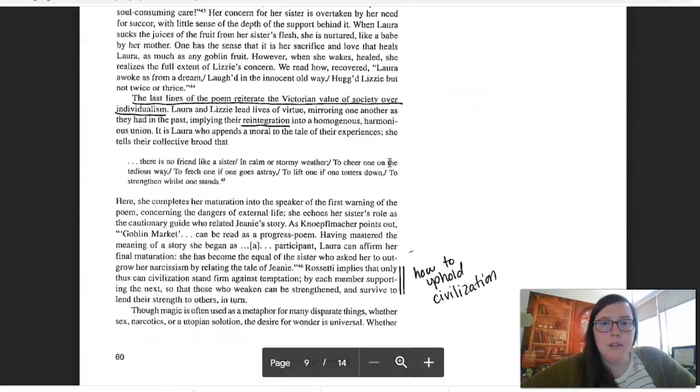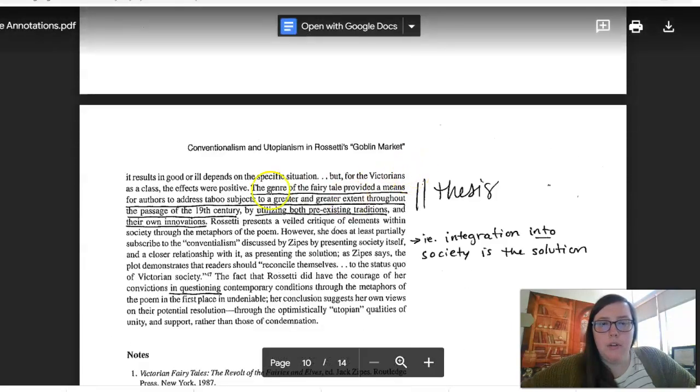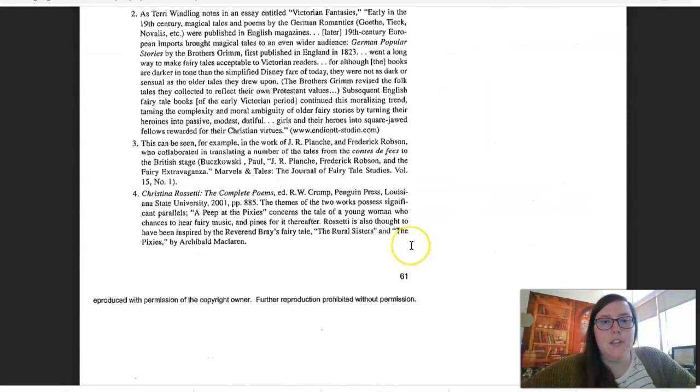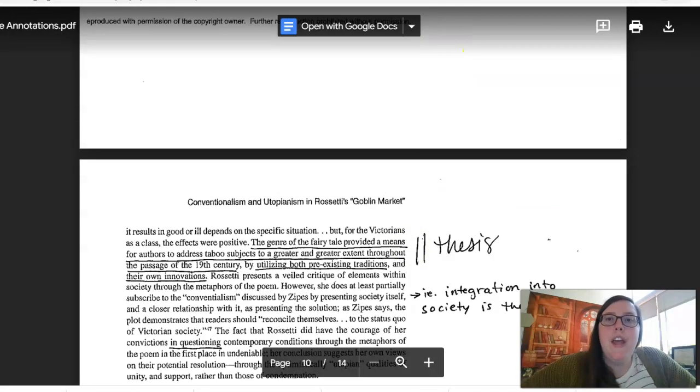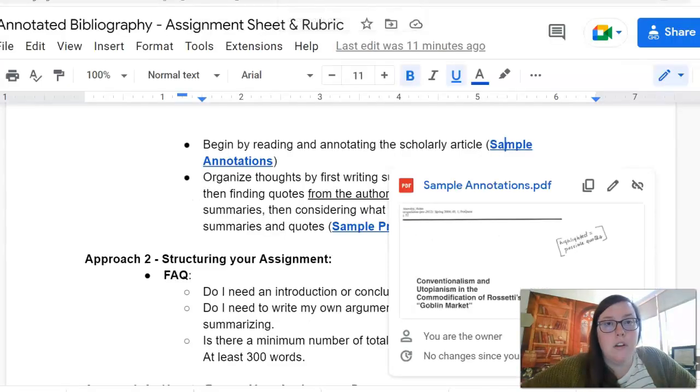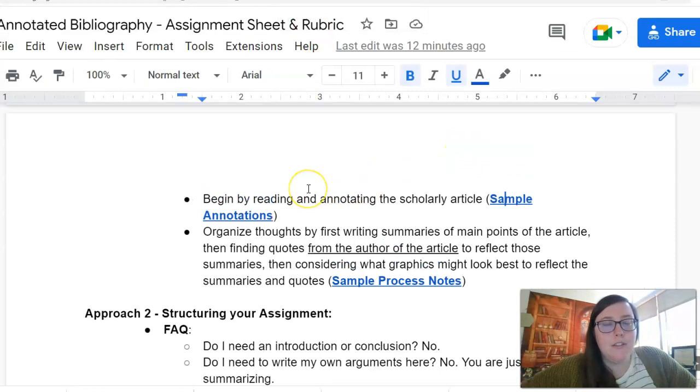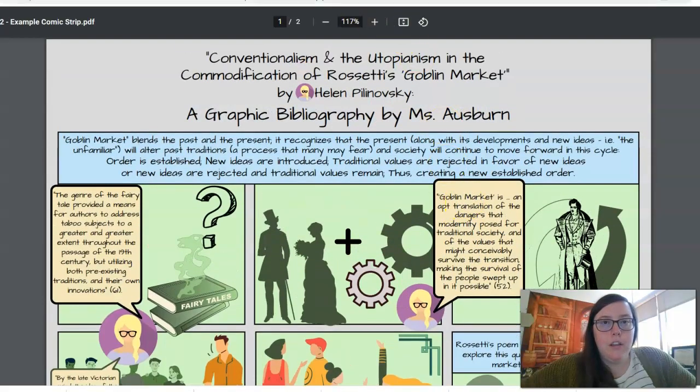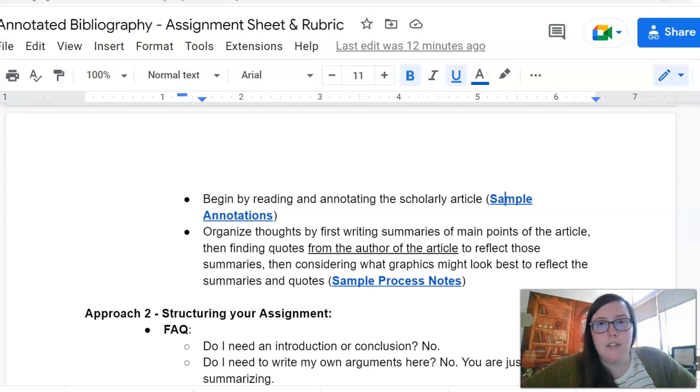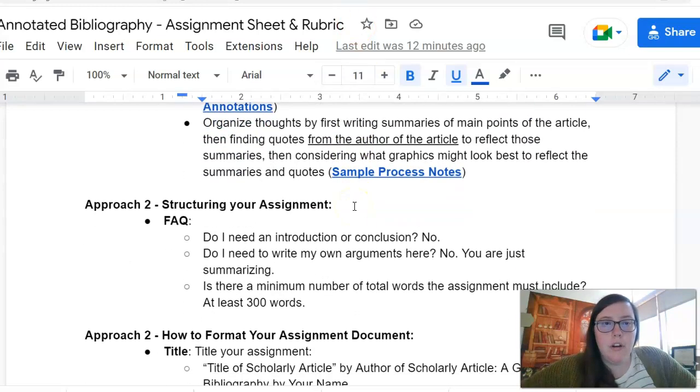And then I kind of just go through and write a main conclusion at the end, or I try to identify the author's thesis statement by the time I get to the end of their scholarly article. So first you have to do that. You can't even get anywhere near your graphic or your summary or any of that until you've read and annotated your scholarly article.